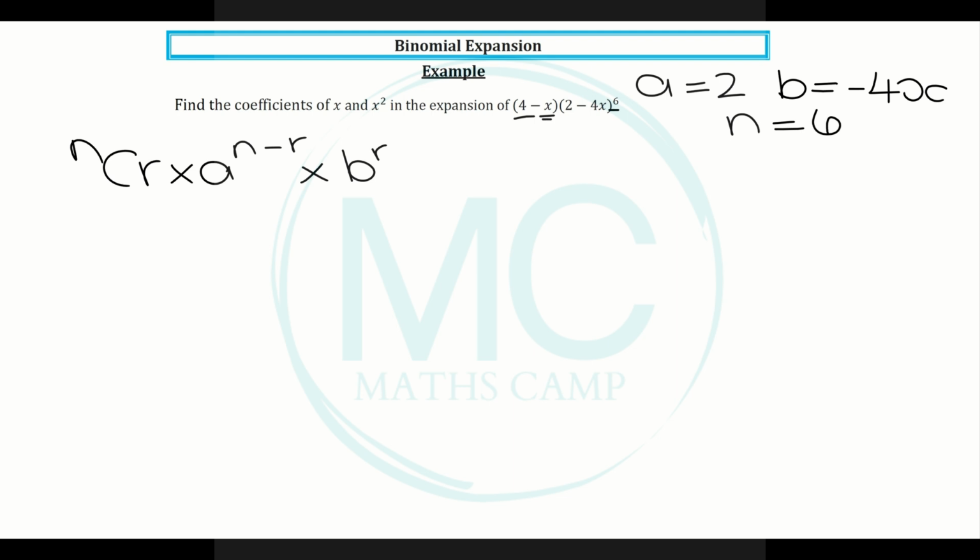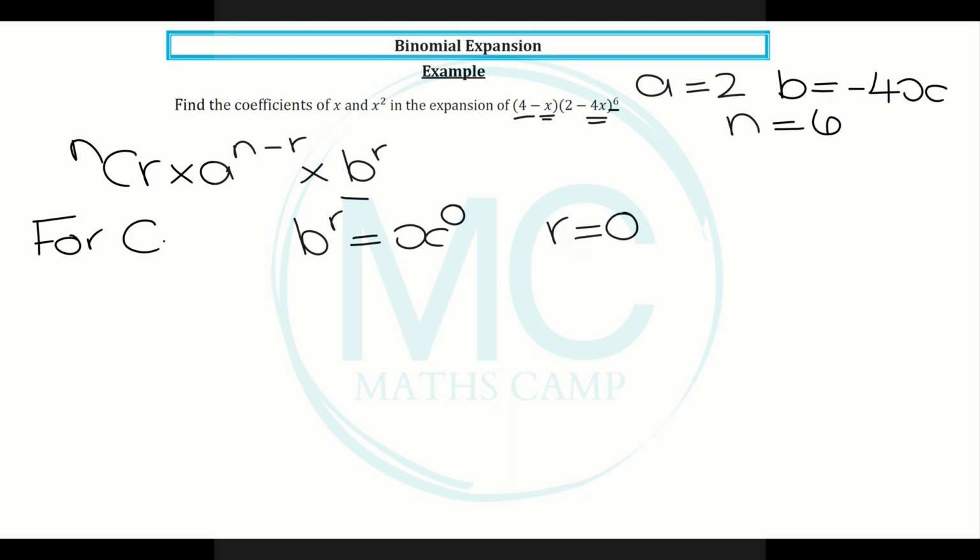We need our r value. The second term is our x term, negative 4x. So we can see that b, the exponent of r, will give us our r value. Let's start with our constant. So we can say 4, the constant of c. For a constant, x has an exponent of 0. So b with an exponent of r gives us x with an exponent of 0. So r will be equal to 0.